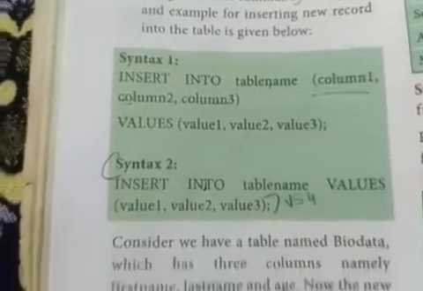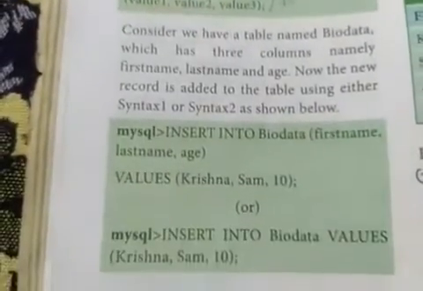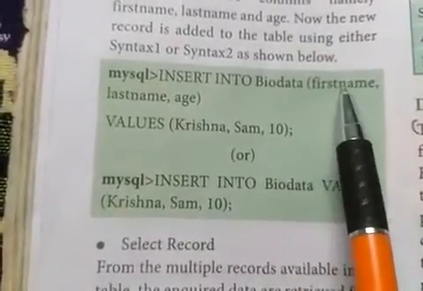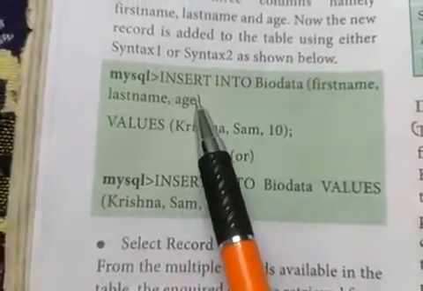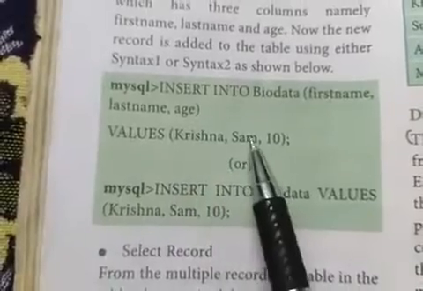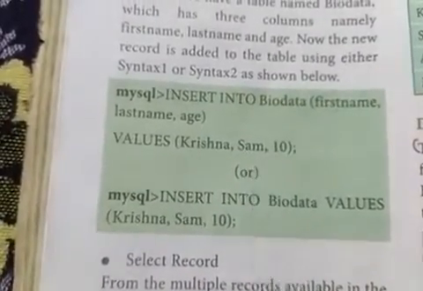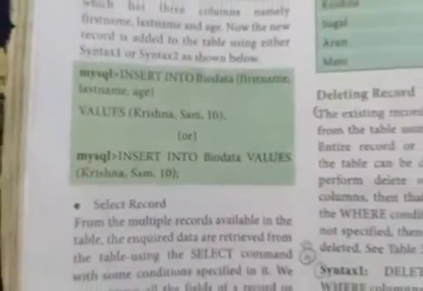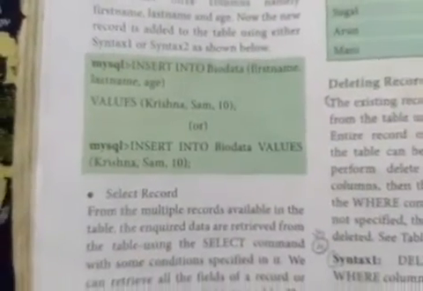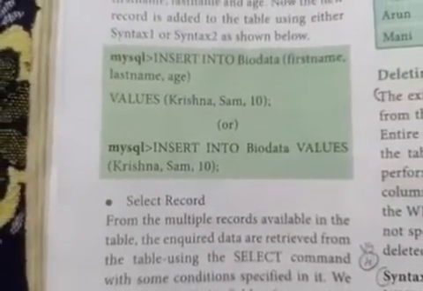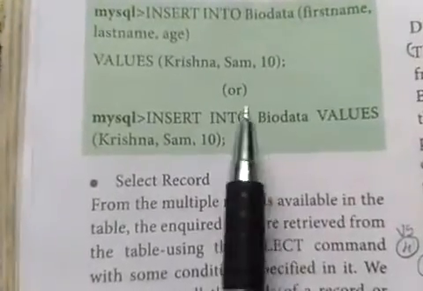So below they had given an example. See here, insert into biodata, which is a table, with the fields first name, last name and age, and the values Krishna, Sham, 10. This is one method to insert a record into the database. And then insert into biodata values Krishna, Sham, 10. This is also another method to insert a record into the table.